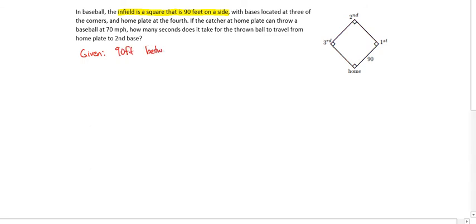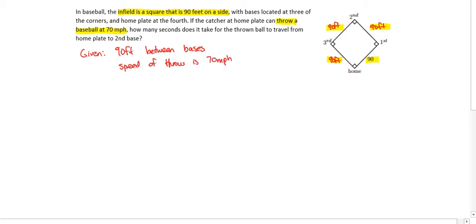between the bases. And that's labeled between first and second on the diagram, but I can also label it on the other dimensions as well. Because it's a square, all the sides will be equal. Another piece of information that's given to us is that the catcher can throw the baseball at a speed of 70 miles per hour. So the speed of the throw is 70 miles per hour.